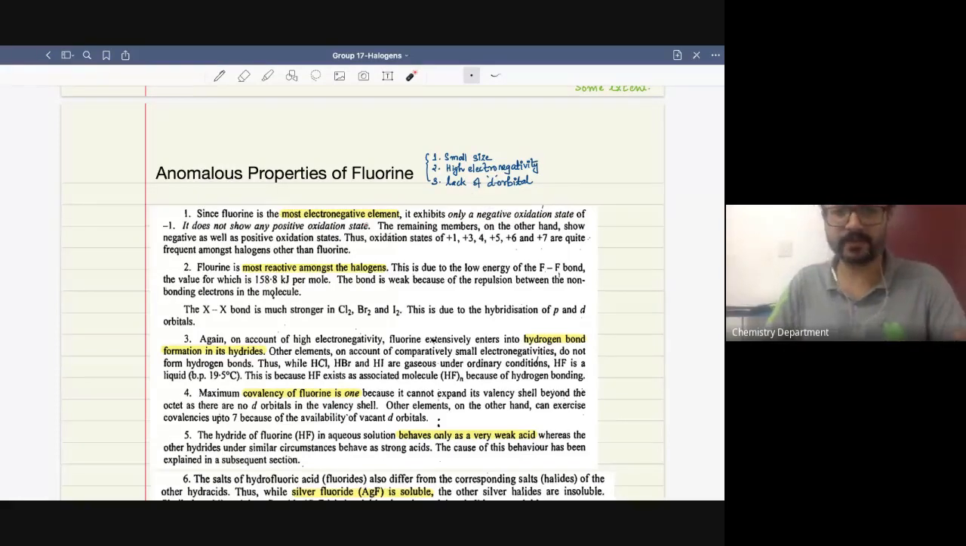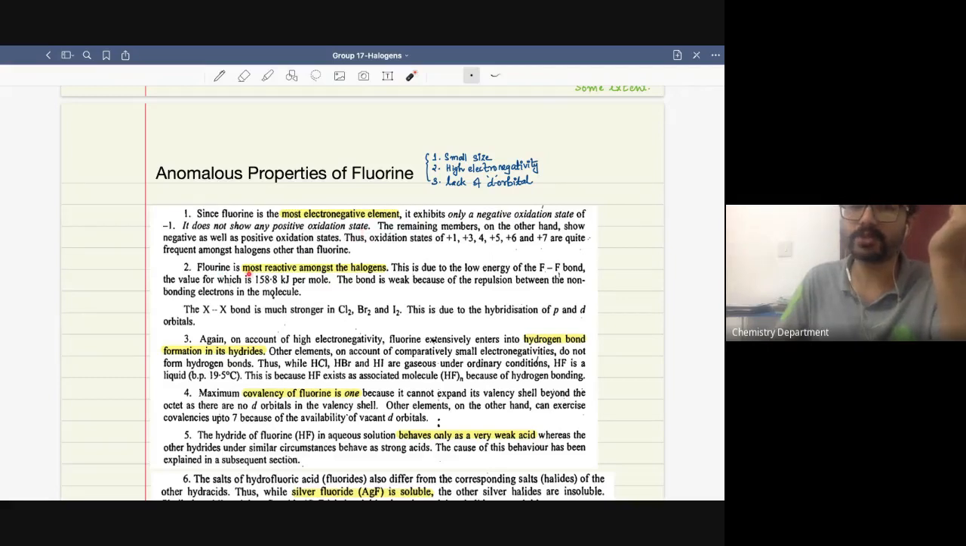Now, here I have jotted down a few of the anomalous properties. One anomalous property is that it is the most electronegative atom. Fluorine is highly electronegative, the most electronegative atom in the periodic table, and therefore it only shows a negative oxidation state. It shows no positive oxidation state. All of the oxidation states exhibited by fluorine are because of the high electronegativity. It only shows a -1 oxidation state.